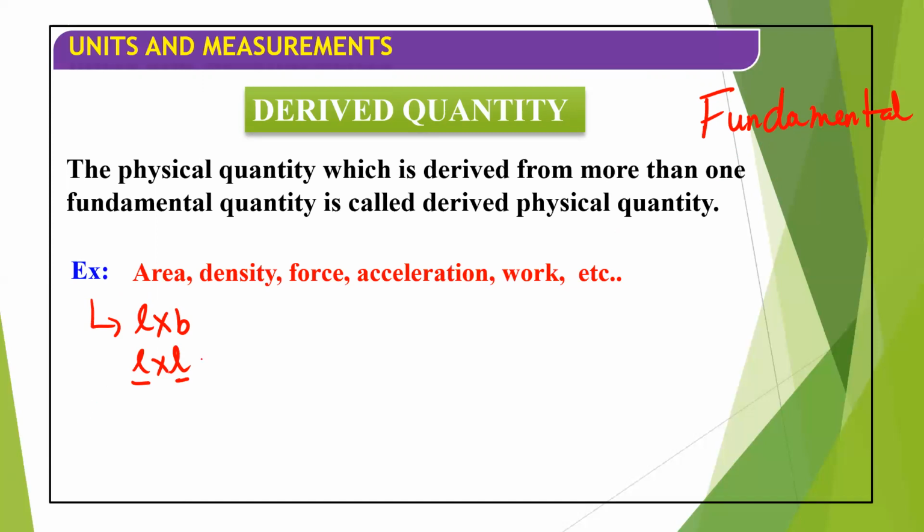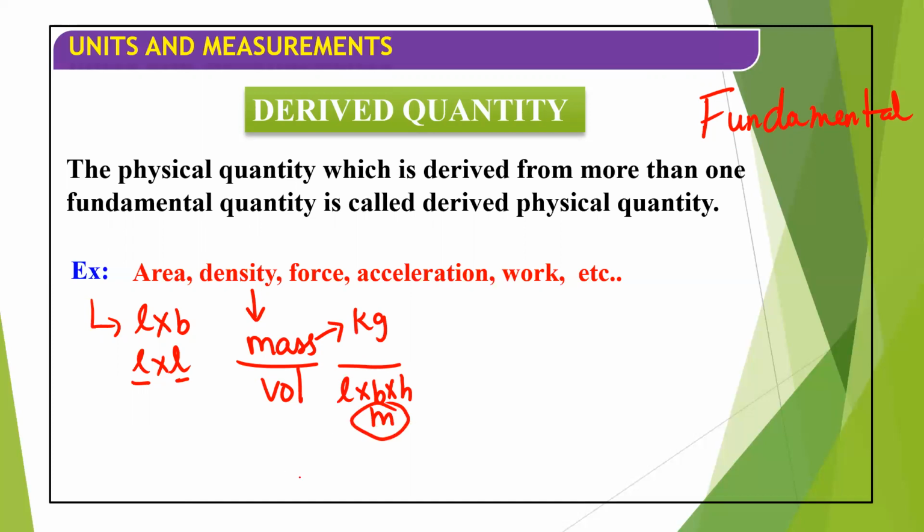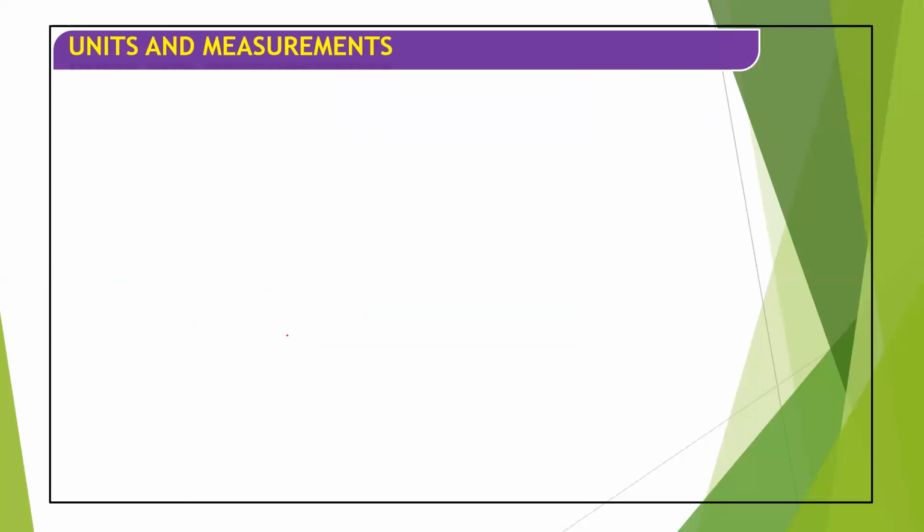It's a fundamental quantity. Density, how do you define density, my dear? So density is nothing but mass by volume. What is the SI unit of mass? Kilogram. Now what is volume? L into B into H. So again, the unit here is meter, which is again a fundamental physical quantity. So can I say density is derived from 2 fundamental physical quantities? Yes or no? Let's understand.